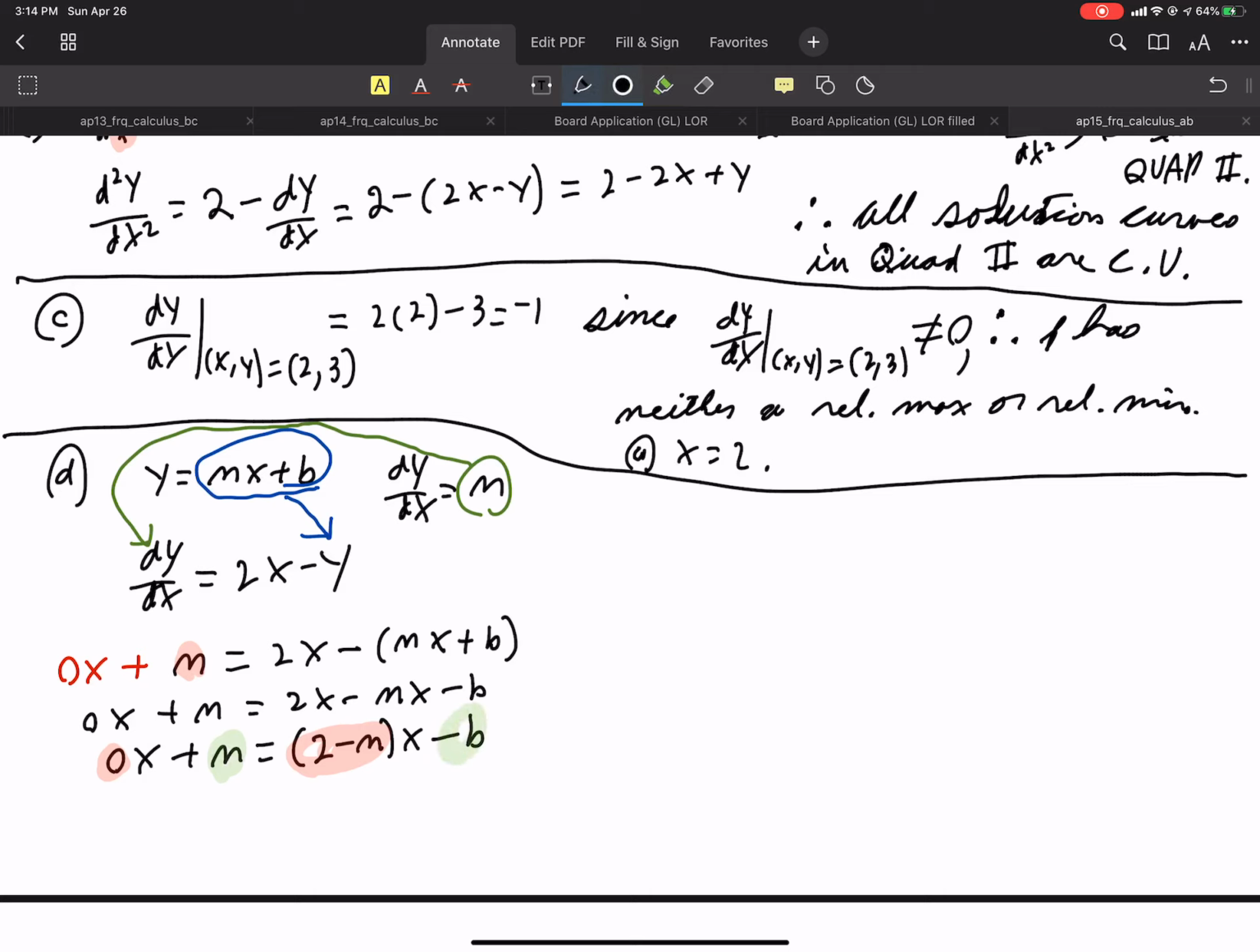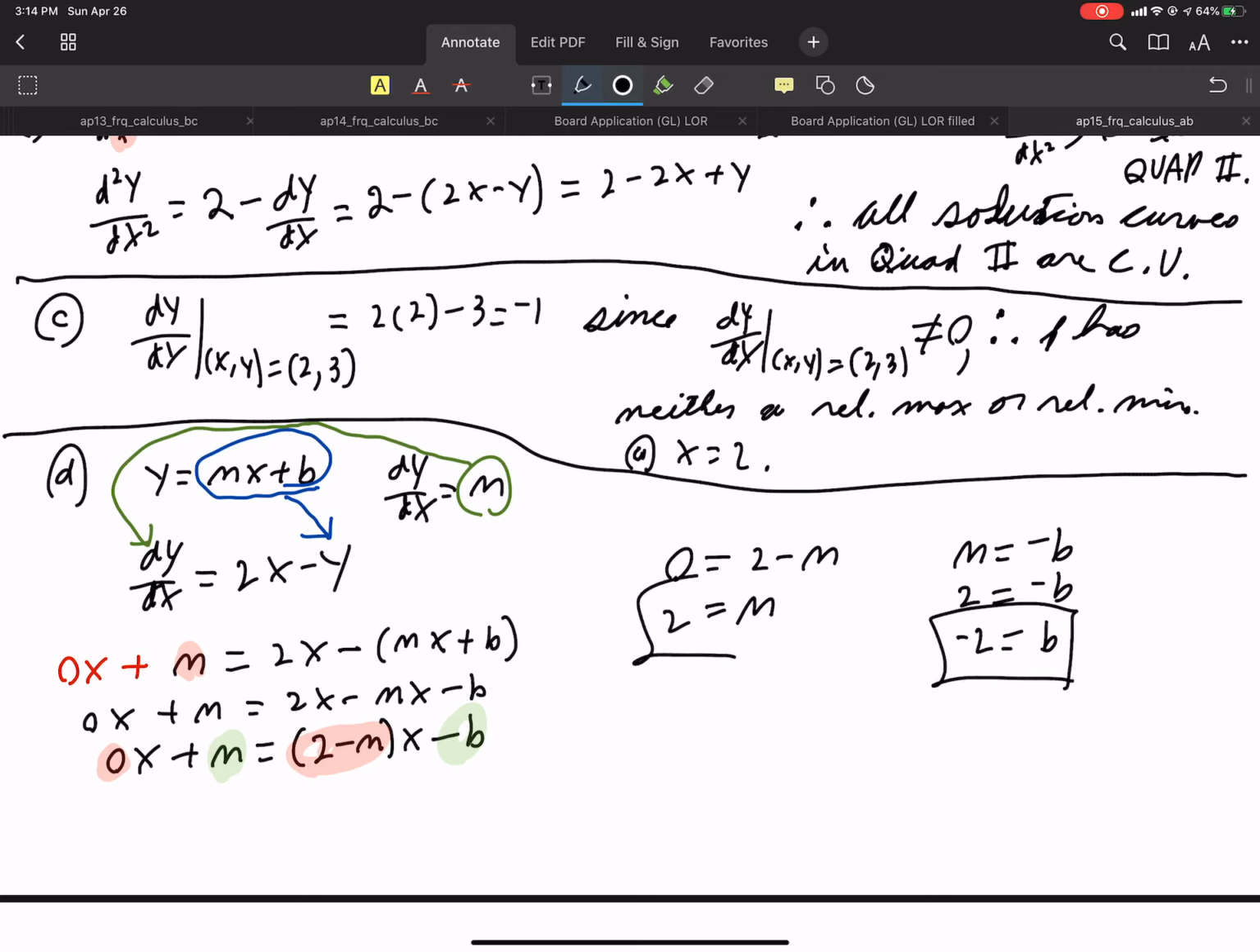That must be true. So we have 0 equals 2 minus m, so m equals 2. And we have m equal the opposite of b. Well, to solve for b, m is 2, b is negative 2. We found the m and b. You see, we are done. Yes, we're done. All right, that's it. Off to number 5.